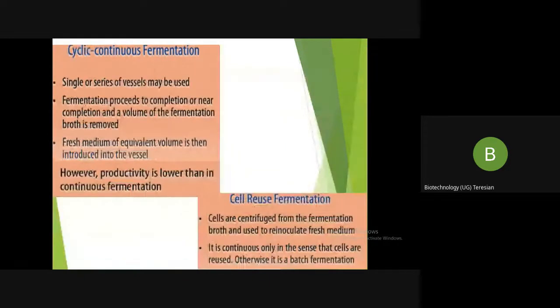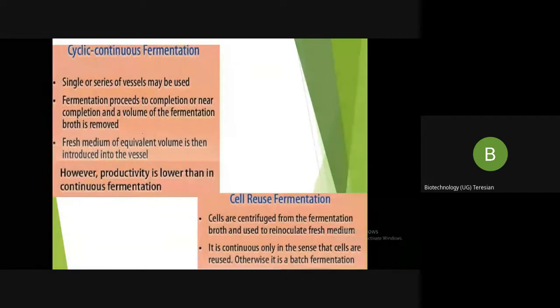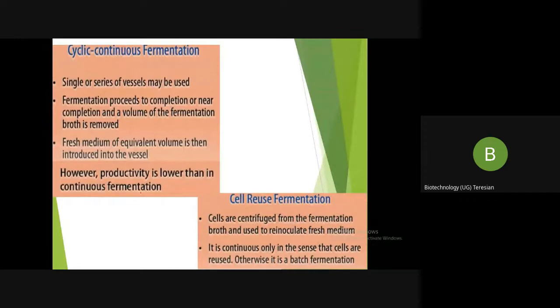And cyclic continuous fermentation means a single series of vessels may be used. Fermentation proceeds to completion or near completion and a volume of the fermentation broth is removed. After you have removed your broth, fresh media of equivalent volume is then introduced into the vessel. So this is a continuous cycle which is happening. However, the productivity is lower than the actual continuous fermentation.